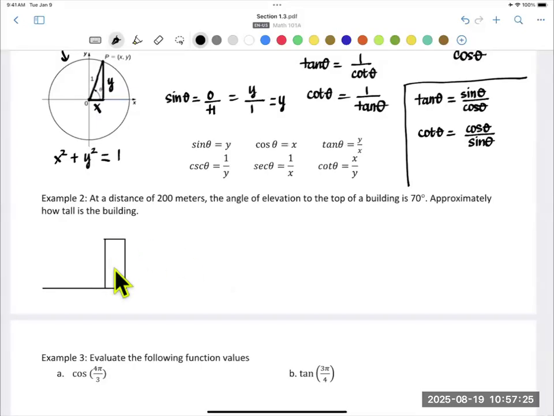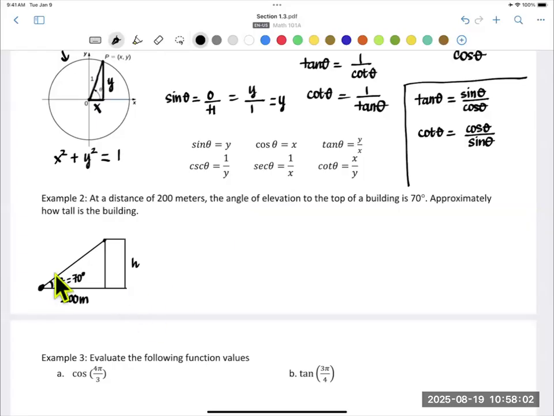Okay, so let's say this is the building. At a distance of 200 meters, so 200 meters, the angle of elevation. Let's say you stand at this point and look up to the top of the building. This is the angle of elevation, 70 degrees. So you look up about 70 degrees, you will reach the top of the building. Now how tall is the building? I'm going to call that x. So how do I find x?